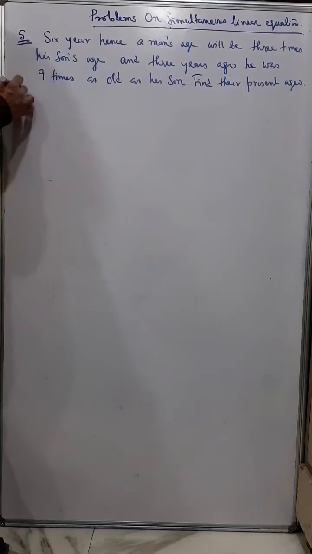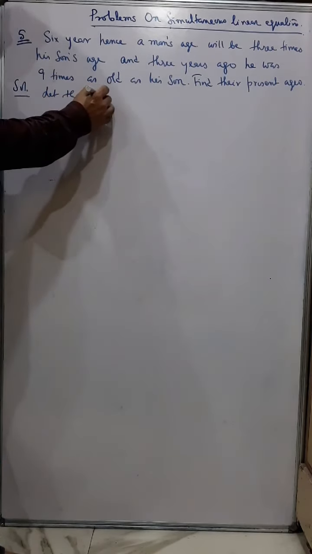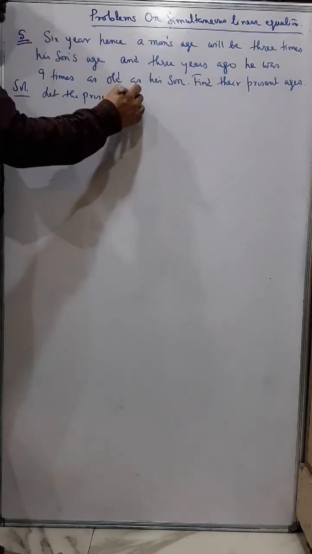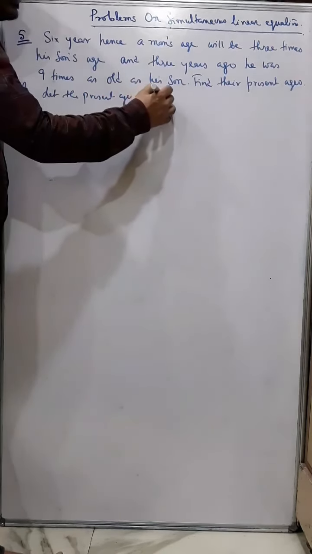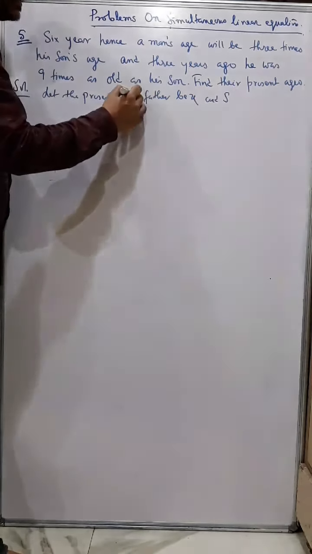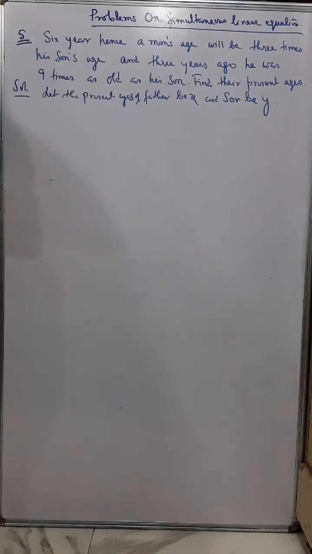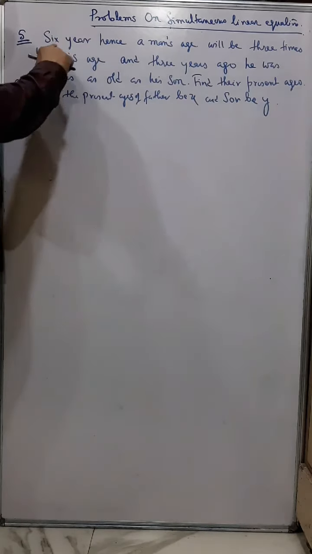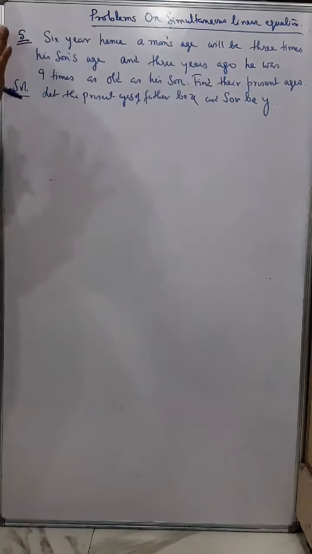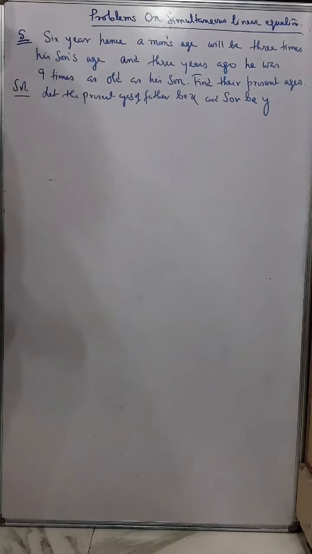So we can start with, let the present age of father be x and son be y. Now what they told is that after 6 years this will happen, not now, because now the present ages are x and y. Now after 6 years, what will happen?